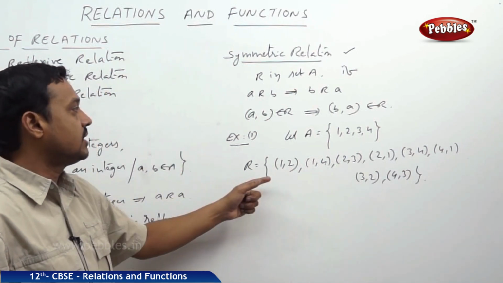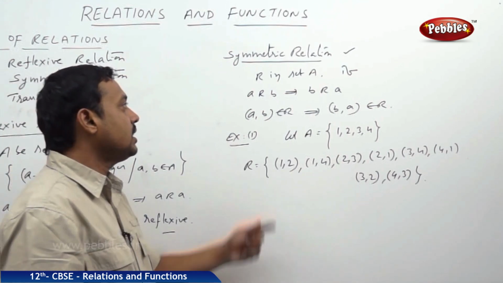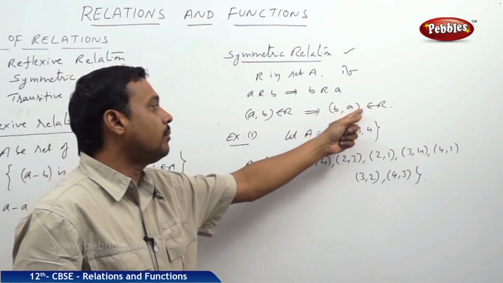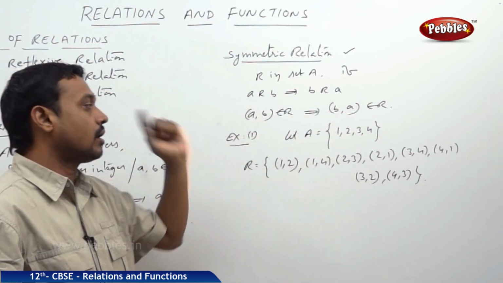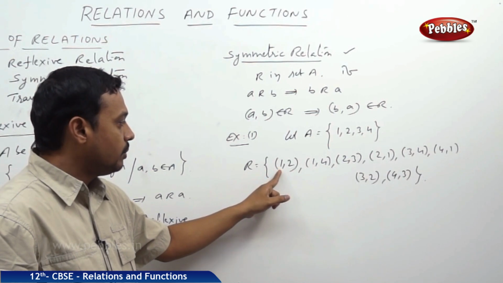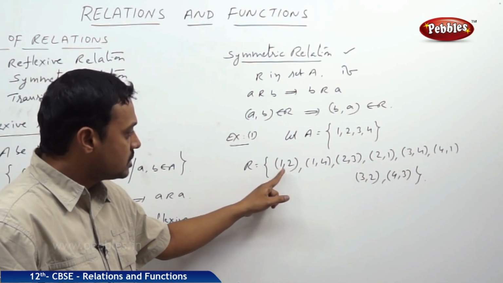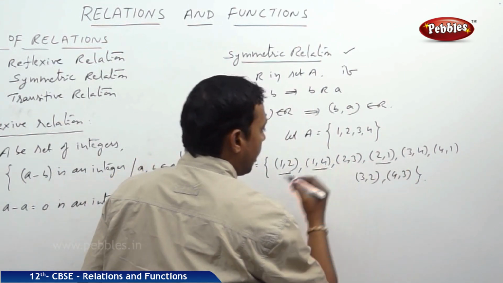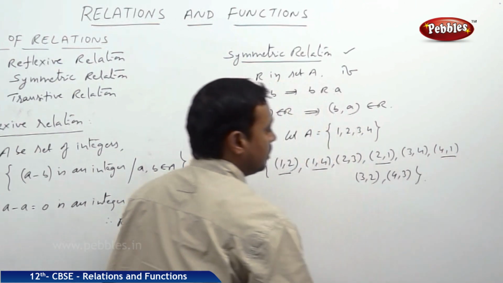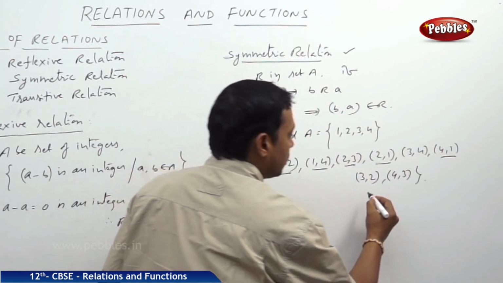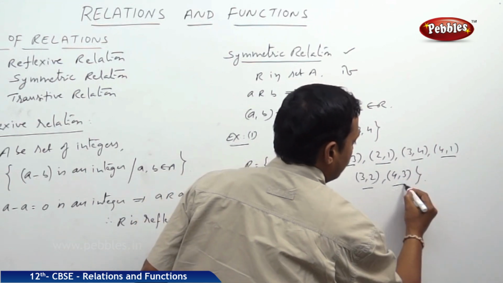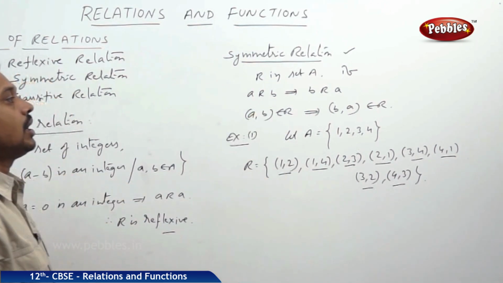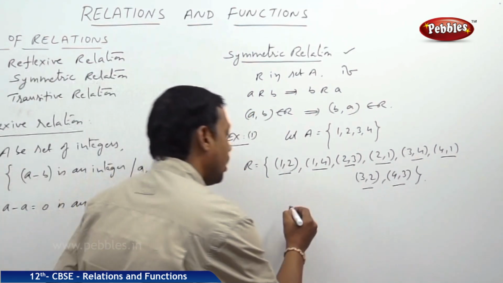Now let us check whether this relation is symmetric or not. What is the definition? Whenever a comma b belongs to R implies b comma a also belongs to the same relation R. Let us check: 1 comma 2 belongs to R, and 2 comma 1 also belongs to the same set. Yes. 1 4 belongs, so 4 1 is also in the same set. 2 3 belongs to R, then 3 2, 3 4, 4 3. That means for every a comma b belongs to R implies b comma a also belongs to R. Hence this R is symmetric.